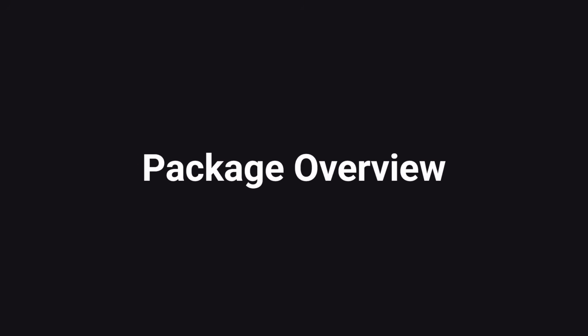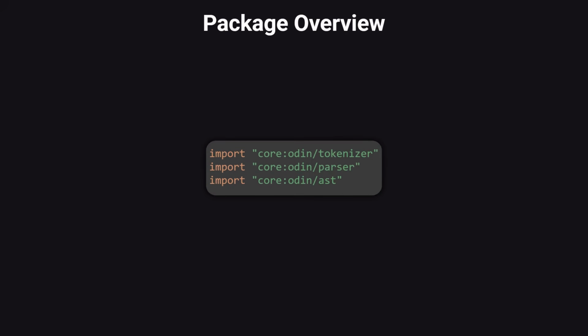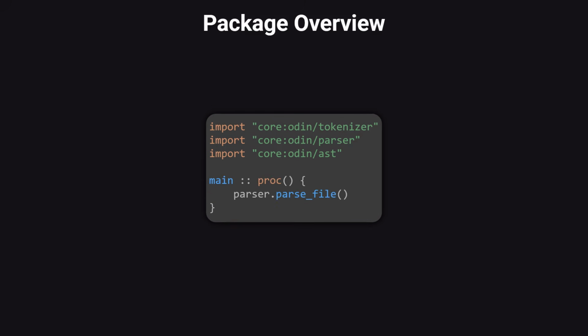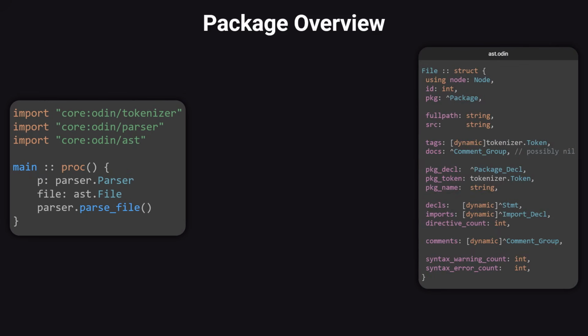Core Odin is a small collection of packages for tokenizing, parsing, and analyzing the AST of an Odin program. The easiest way to get started is with parser.parse_file. First, you'll declare a parser and a file. The parser doesn't need any initialization, but the file does. At first, it looks like the struct is stupidly complex, but it's actually really basic. All of this is going to get filled out by the parser.